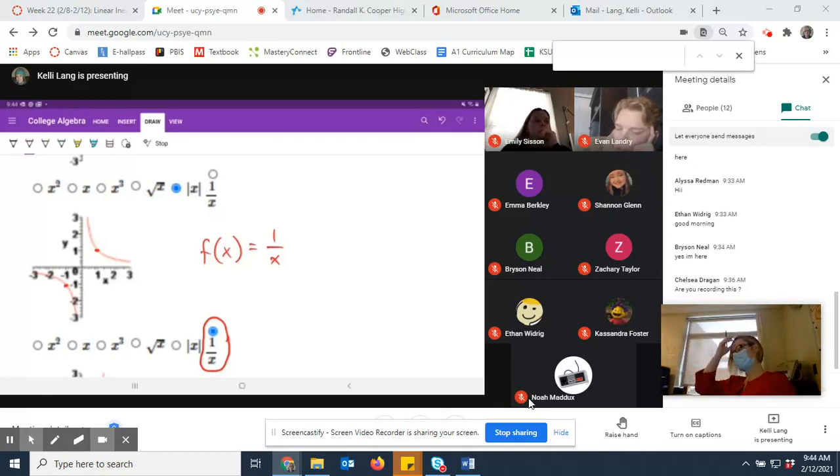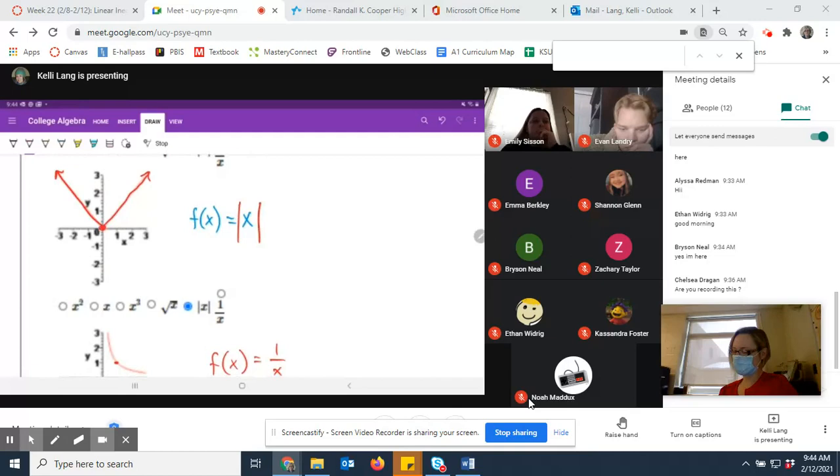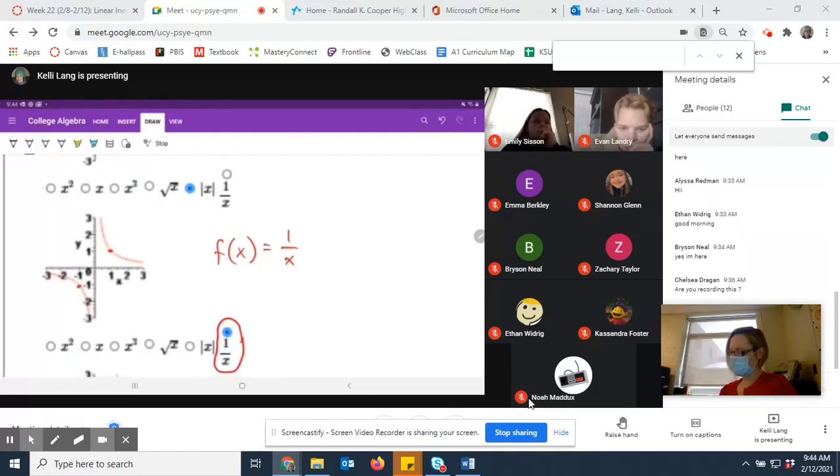But most of our other parent functions go through the origin, so it's easy to kind of identify a starting point with them, right? Most of these go through the point 0, 0. This is probably the only one that doesn't. So just make sure you note that they go through these 1, 1 and -1, -1. That's usually a really good starting point when you're working with the 1 over x parent function.